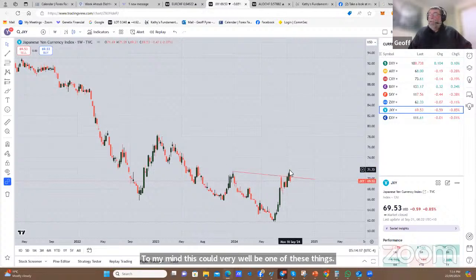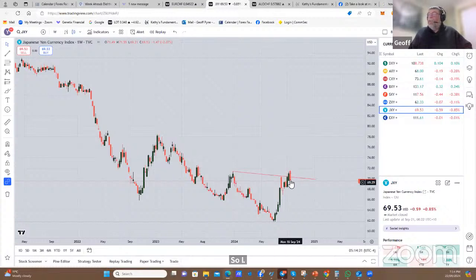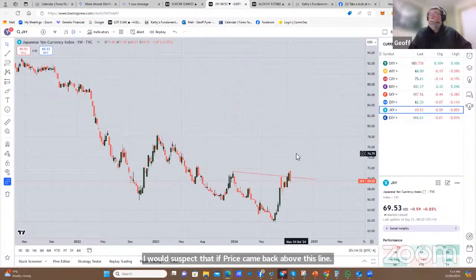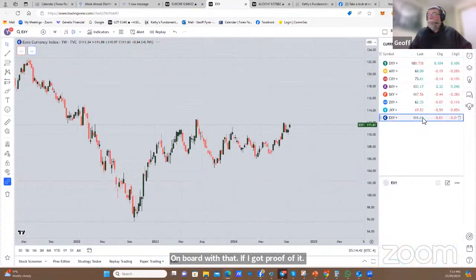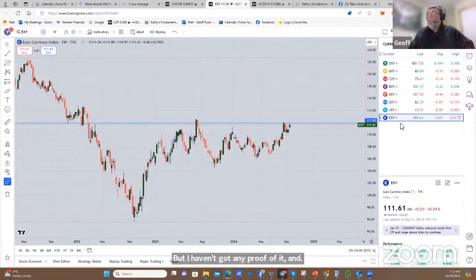So a false sense of security for anything against the yen may have been heralded here. I would suspect that if price came back above this line, then we're going to see more upside for the yen. And I think I might be on board with that if I got proof of it, but I haven't got any proof of it. And for that reason, I think I'll stay well away from it.